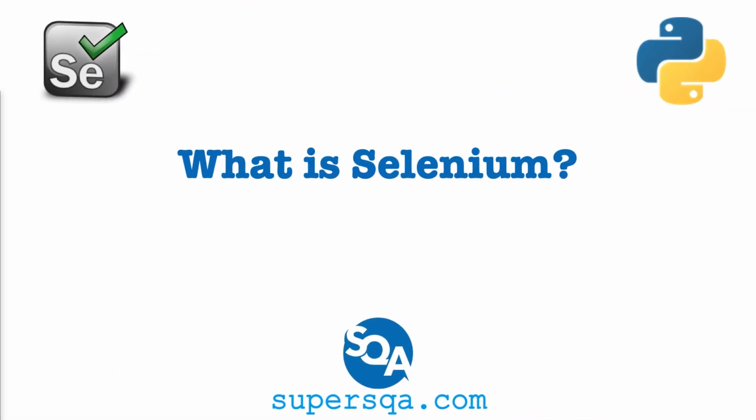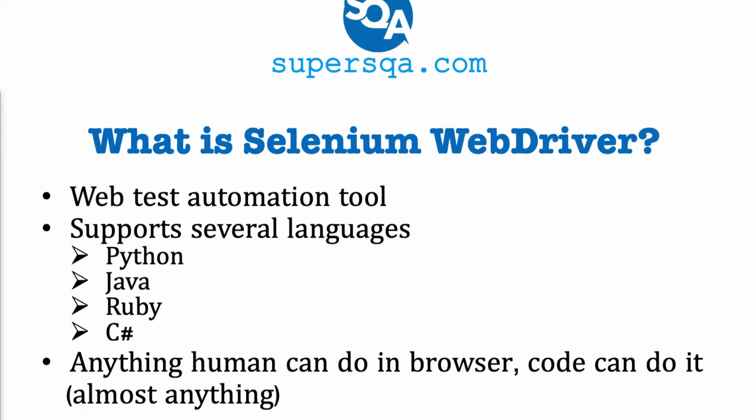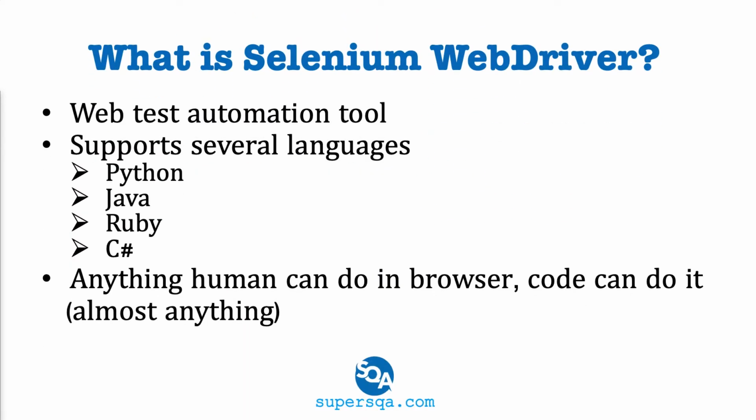So what is Selenium? I'm sure most of you know what Selenium is, but it is a web test automation tool. It is primarily used to automate web apps on a browser. It supports different languages. You can write it in Python, Java, Ruby, as well as C#. In my personal opinion, Python and Java are pretty popular for Selenium, but plenty of people use Ruby as well as C#. And in this course, we're going to focus on Python.